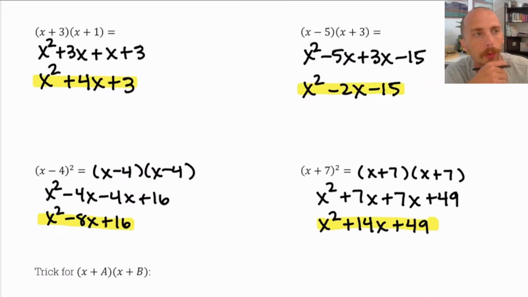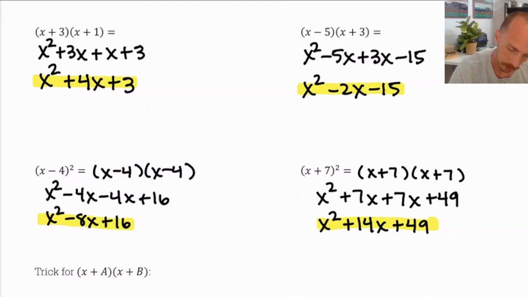All right, there you go. So x plus 3 times x plus 1, I ended up with x squared plus 4x plus 3. Okay, the other one, x squared minus 2x minus 15. And then for the squared binomials, you can see what I got there. Okay, so if you figured out the trick, good for you. If not, I'm just going to show you what I'm talking about.